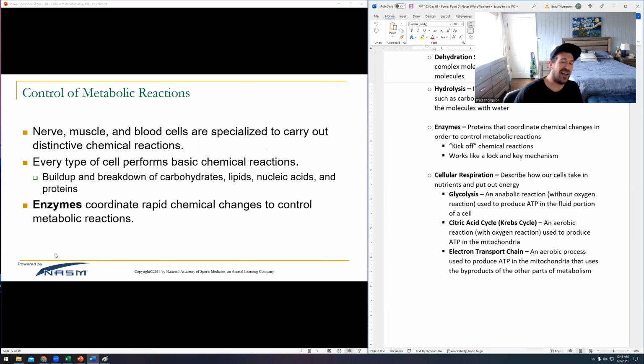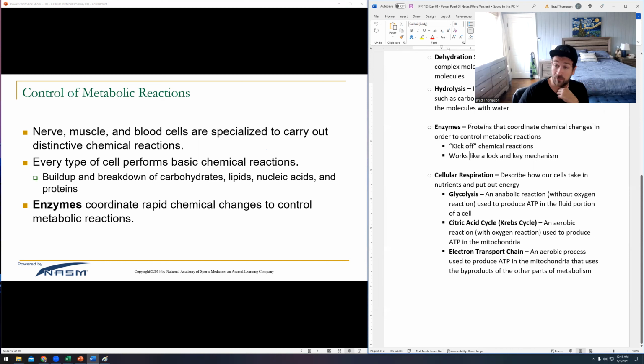So now we want things to speed up. We want to make sure that these chemical reactions that we've been talking about are easy. We want it to be easy for water to shove itself between a molecule. We want it to be easy for water to pull itself out of a molecule. So we actually have special proteins that we make called enzymes that speed up this process.